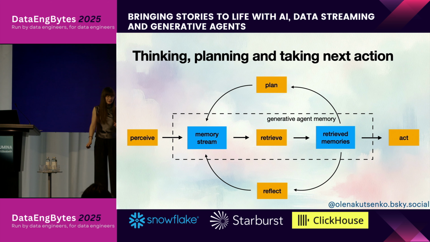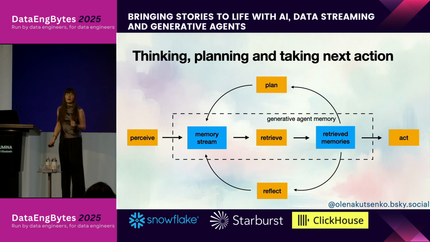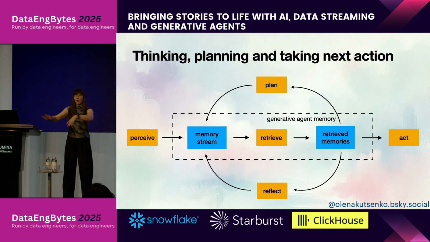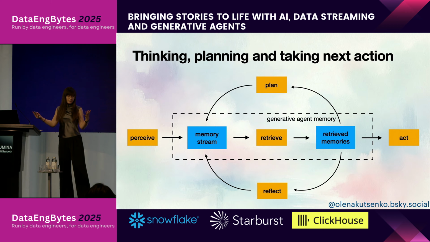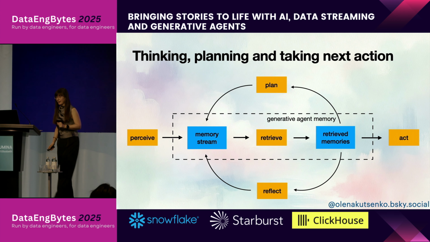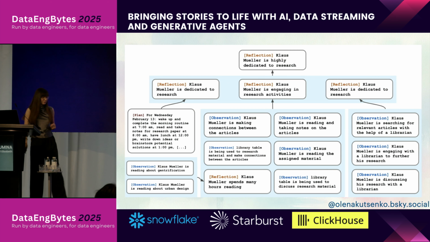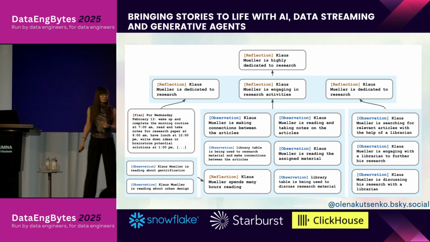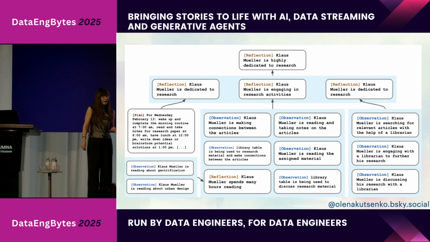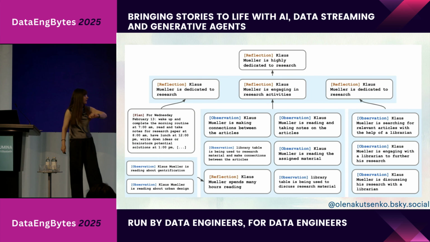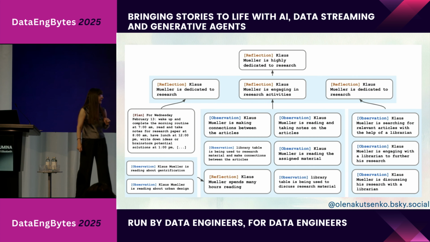And the same with planning. Retrieved memories affect what agents plan. This also affects how the flow of the day changes compared to the schedule they generally have in mind. Take the example of Klaus Mueller. We have some observations, and here, for example, Klaus Mueller is reading about urban design, from the bottom, right? Or Klaus Mueller is discussing his research with a librarian.